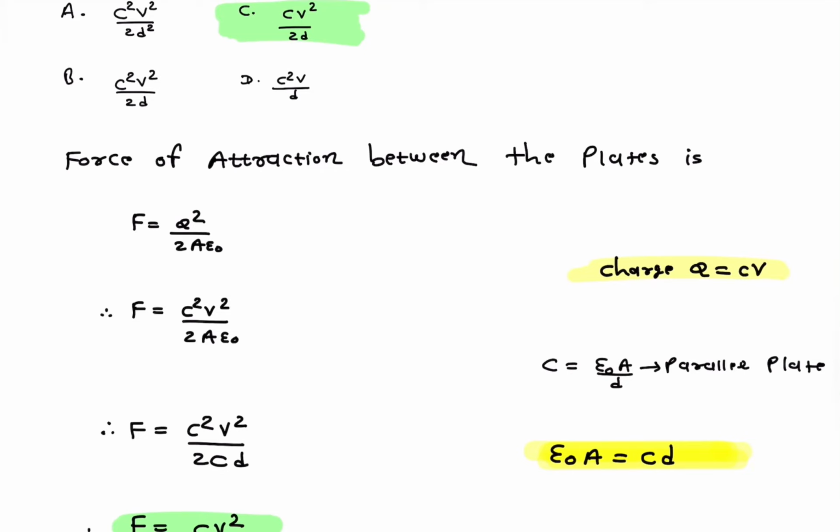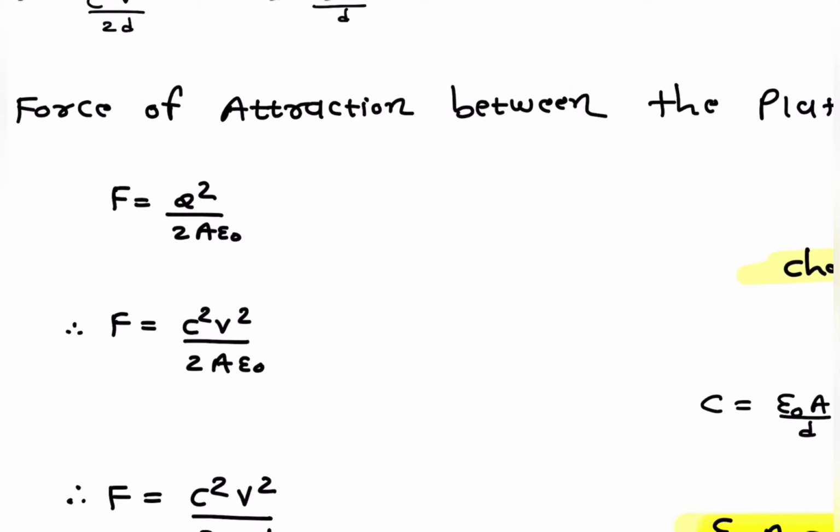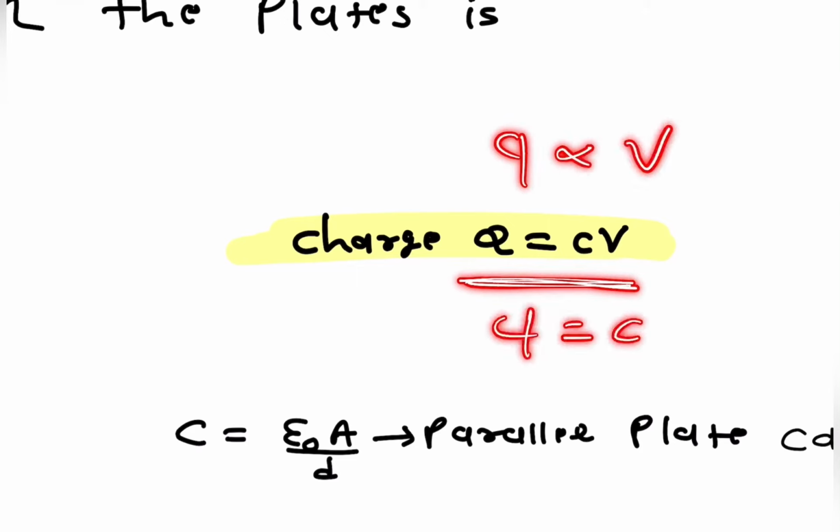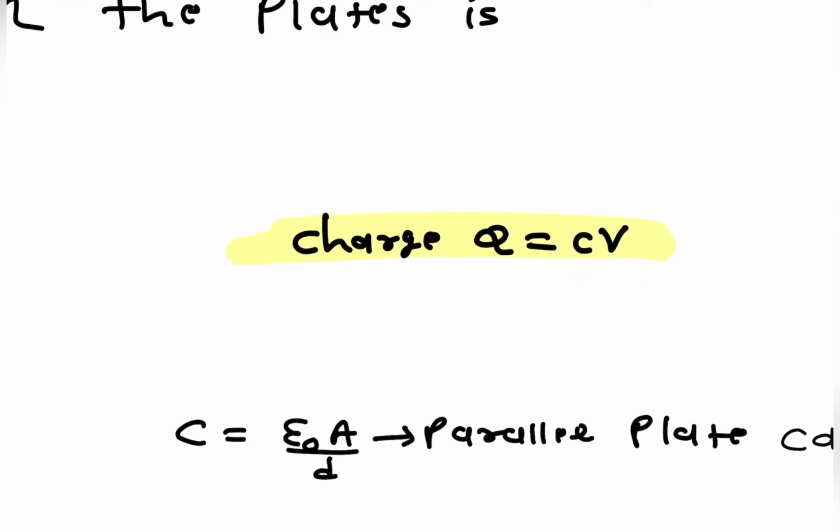So first of all, the force of attraction between the plates is F equal to Q square upon 2A epsilon naught. That is the force of attraction between the two plates of an air capacitor. In place of Q, we can write Q equal to CV, because Q is proportional to V, and that proportionality constant is also called capacitance.